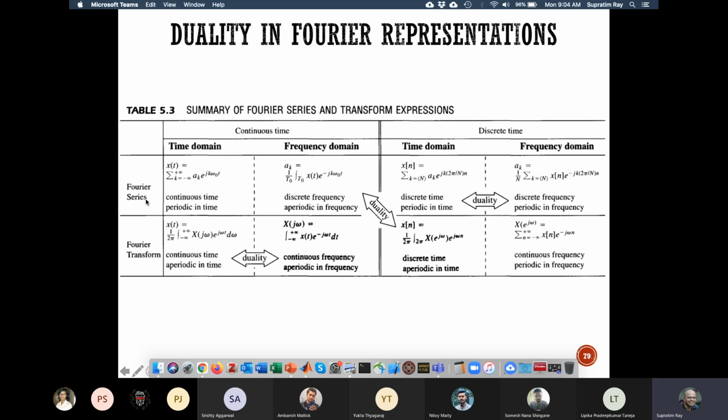analyses. The Fourier series, which is applied to continuous time signals that are periodic in nature, so continuous time and periodic in nature. And in the frequency domain, you get coefficients at multiples of the fundamental frequency omega naught, which is 2 pi by T. So this is Fourier series.